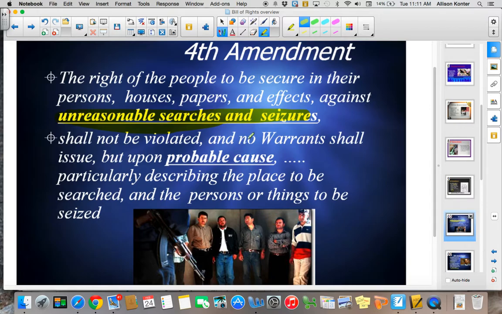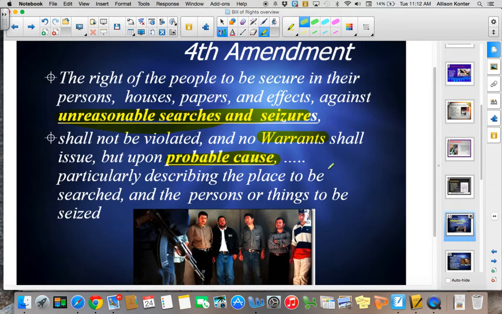So here, a search or a seizure that is reasonable is going to have what would be called probable cause. Probable cause is a link of a person to a crime. You are linked to a crime because there is some evidence to show that you have done something wrong. So in order for that search or seizure to be reasonable, the government must get a warrant, shall be issued, but the warrant will only be issued if there is probable cause for linking that person to a crime.